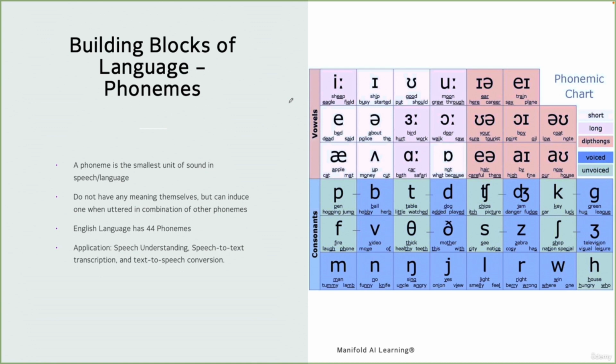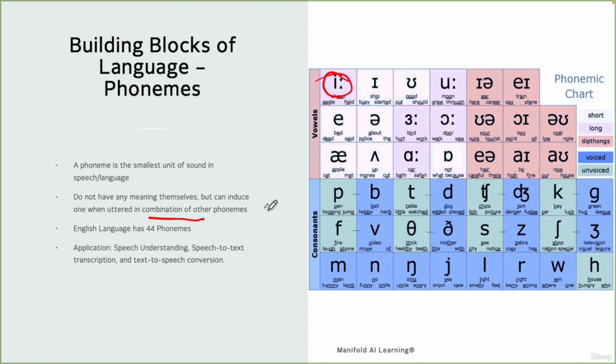Phonemes are the smallest unit of sound in a speech or a language. And here, if you just think about it, these phonemes do not have any meaning by themselves. But they can induce a meaning when uttered in combination with other phonemes. For example, the sound E does not have any meaning over here, but I can use multiple phonemes together to make a meaningful word.